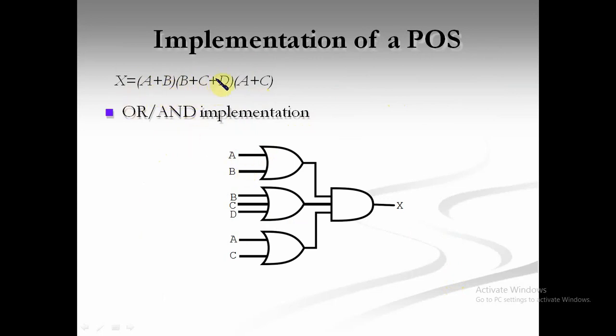The second one, b plus c plus d, means three inputs for the OR gate, that is b, c, d. The third one, a plus c, is a OR c. And all of these are sum terms, which are given to an AND gate, since the product is identified as an AND gate. We get the equation x.